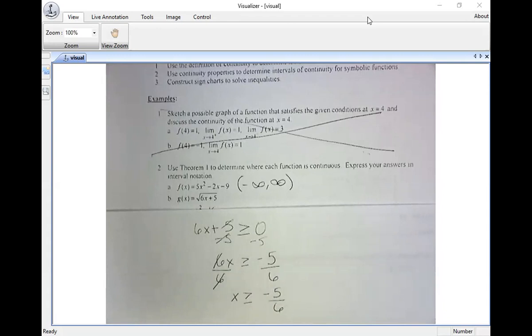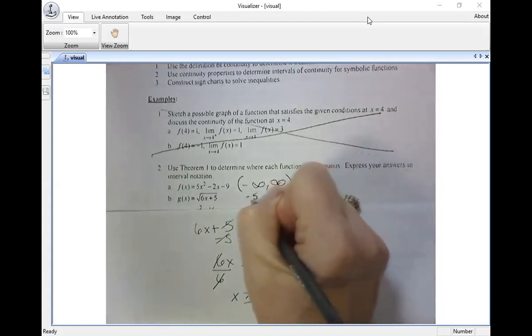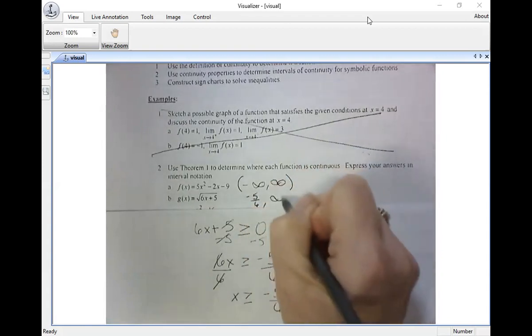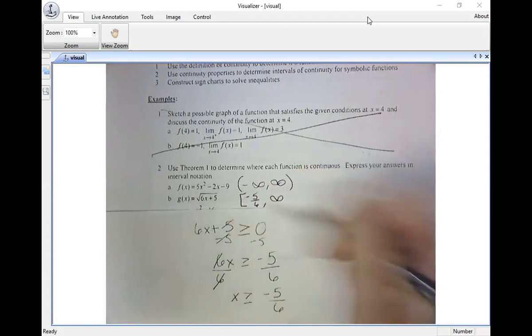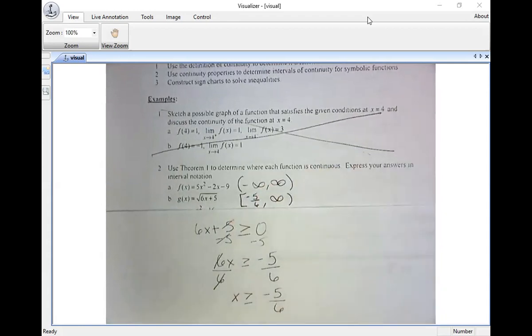Well, remember interval notation, you gotta have a starting point and an ending point. So where would it start? What's the smallest value? It's gonna start at negative 5/6 and go to positive infinity. Now tell me how to close this thing off. What goes around negative 5/6? Bracket. Good, because it's included. And then infinity gets a parentheses, right?